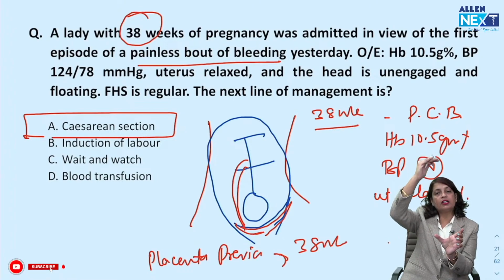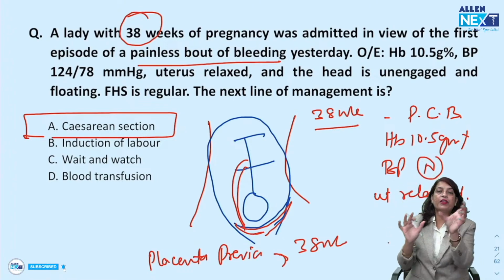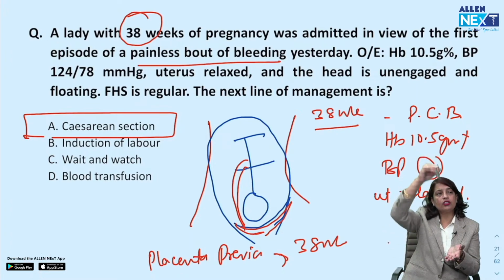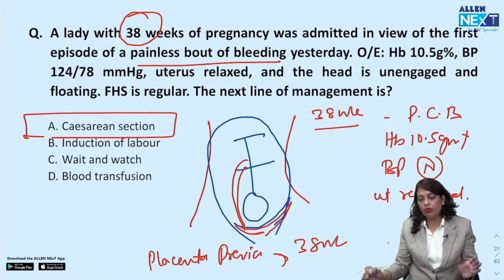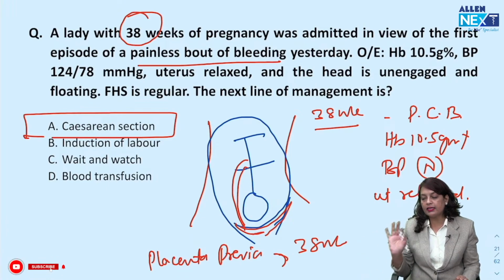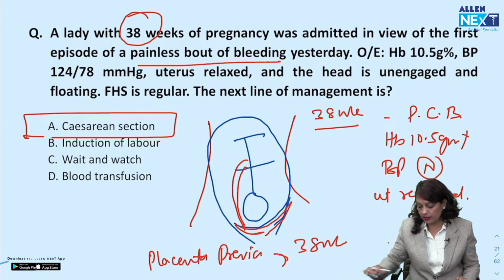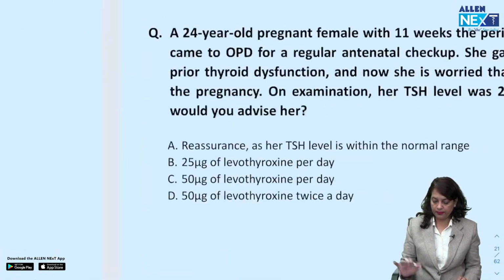That is why even at 38 weeks term pregnancy the head is free floating, because there is placenta there and it is not allowing the fetal head to go down. So I am going to plan a cesarean section in this case.